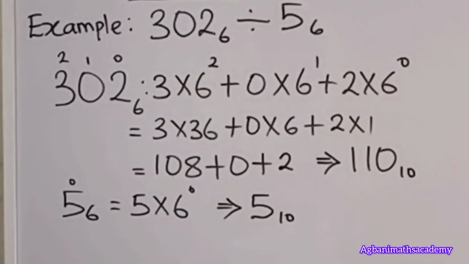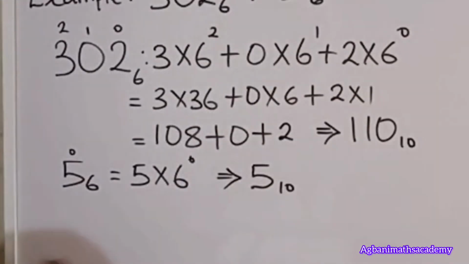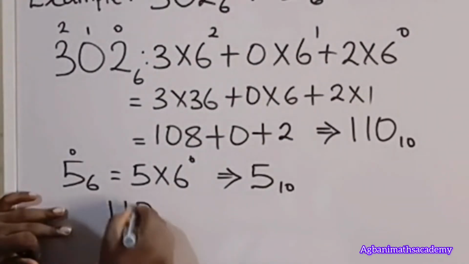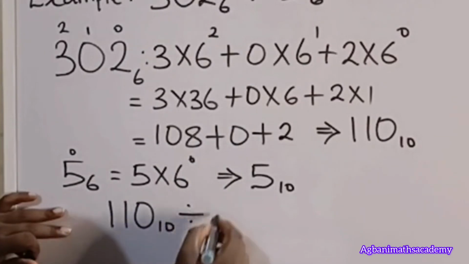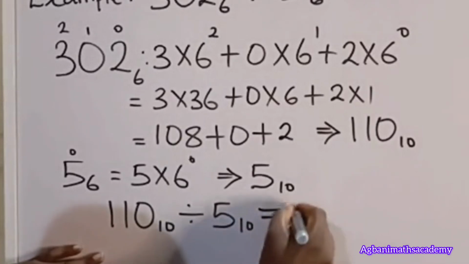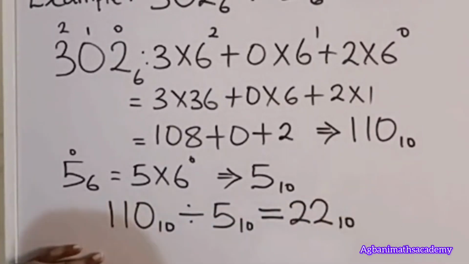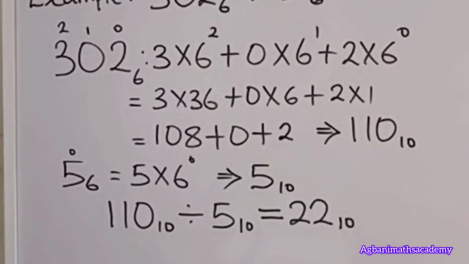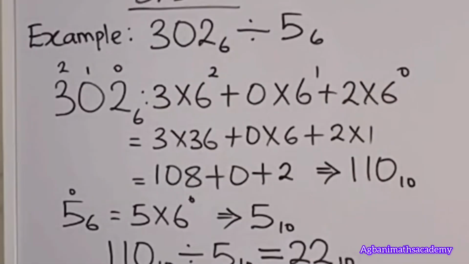Right? So the next step is, since we are dividing, we now have 110 base 10 divided by 5 base 10. Since they are in base 10, it's just a normal division. 110 divided by 5, what will be the answer? 22, correct. So we have 22 base 10. We have divided it, but we are still in base 10. That means we need to convert this 22 base 10 back to base 6. So let's do that.